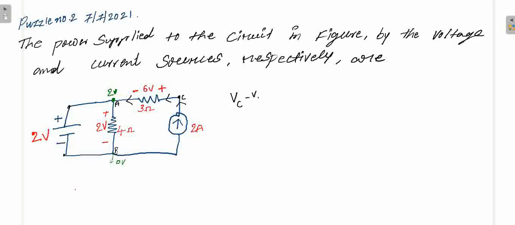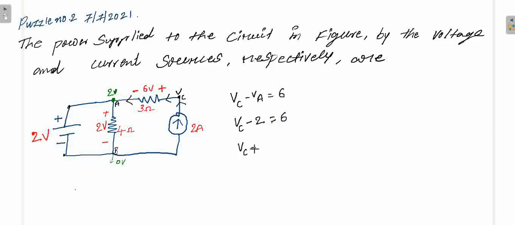The difference of potential is equal to voltage. So if I consider the potential at this point is V, that is VC minus VA. VC minus VA equal to 6 volts. I want to find VC. Do I have VA? Yes, that is your 2. So 2 is equal to... VC minus 2 equals 6. Then VC equal to 6 plus 2, which is VC equal to 8 volts.